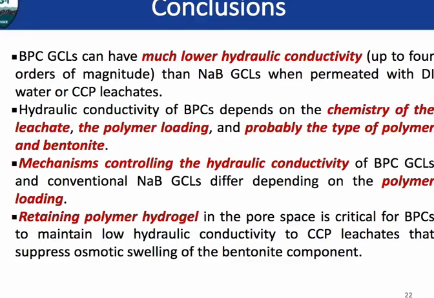To sum up this presentation, I have a few conclusions here. The first conclusion is that BPC GCLs can have much lower hydraulic conductivity than sodium bentonite GCLs when permeated with CCP leachates. The hydraulic conductivity of BPC GCLs depends on the chemistry of the leachate, polymer loading, and probably the type of polymer and bentonite. The mechanism of controlling hydraulic conductivity differs between BPC GCLs and sodium bentonite depending on the polymer loading. And retaining polymer hydrogel in the pore space is critical for BPC to maintain low hydraulic conductivity to CCP leachates.